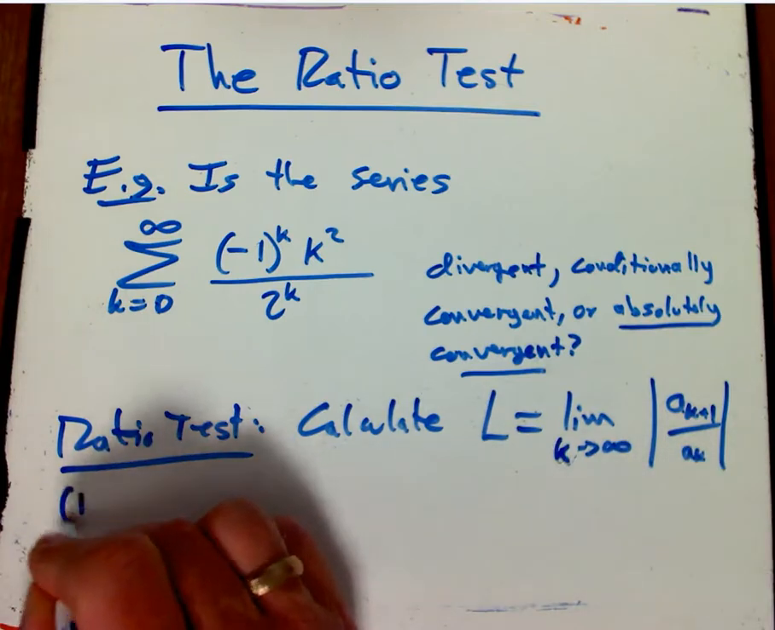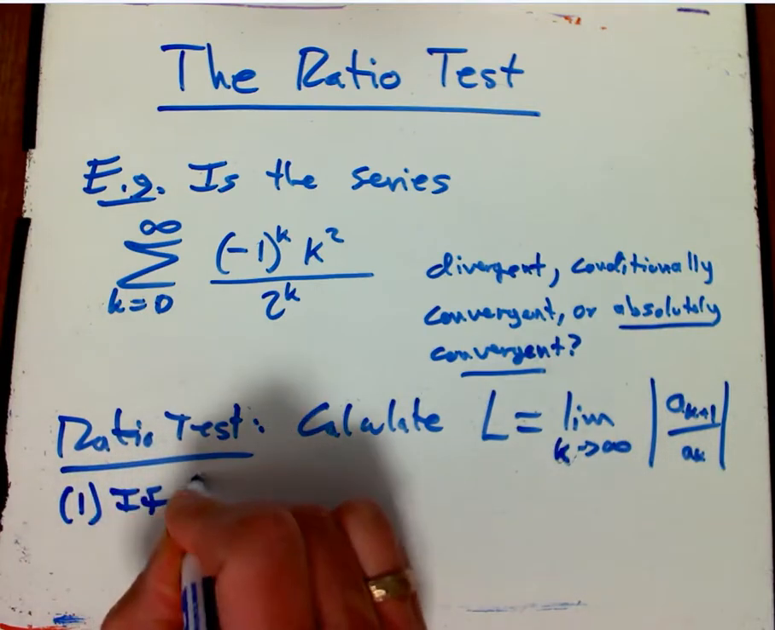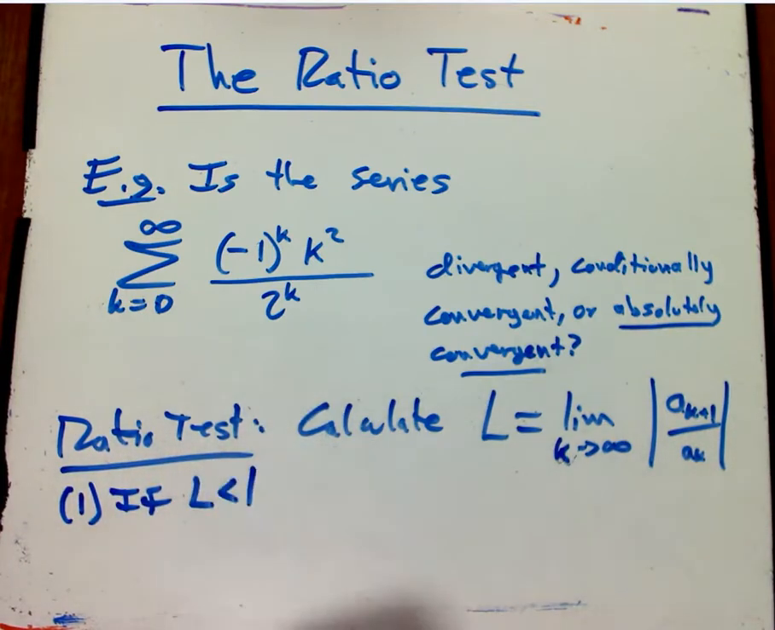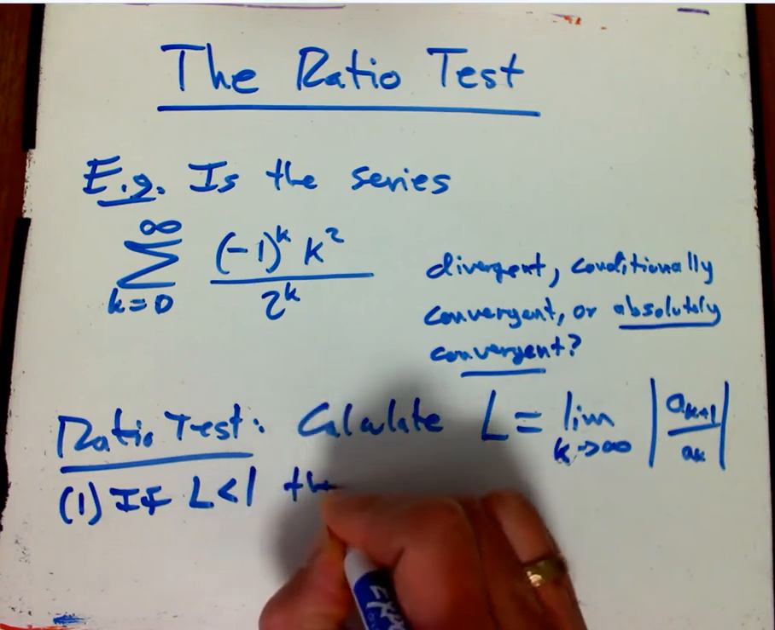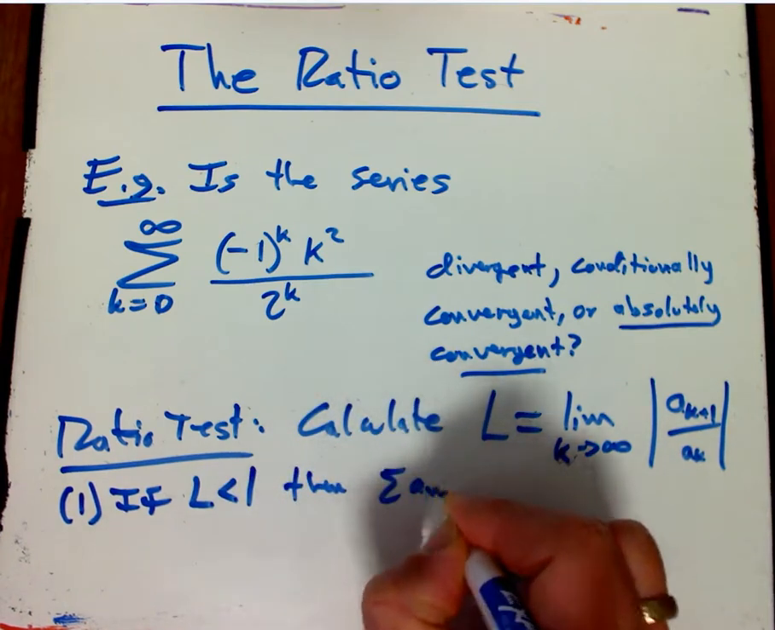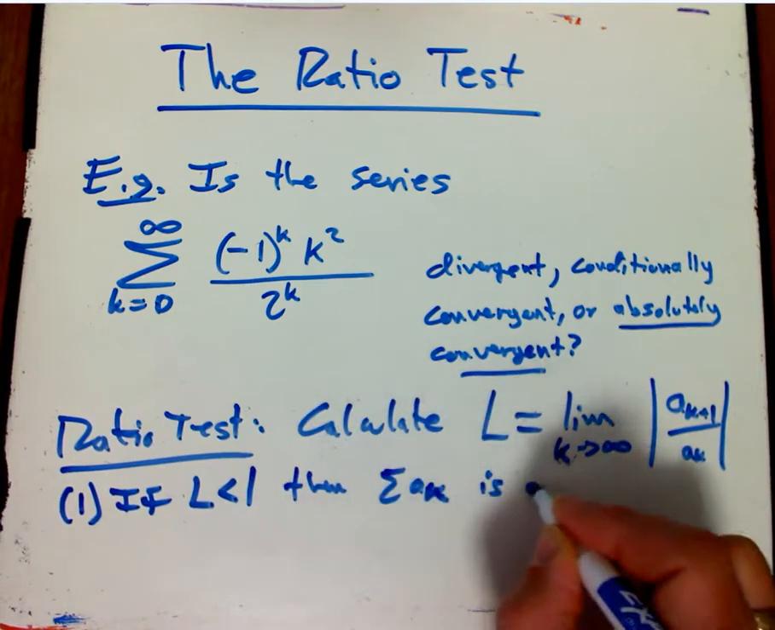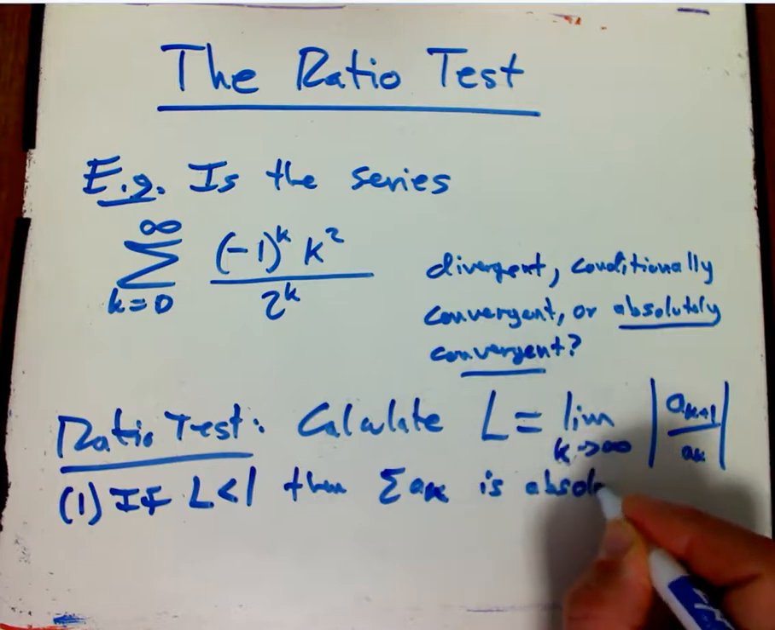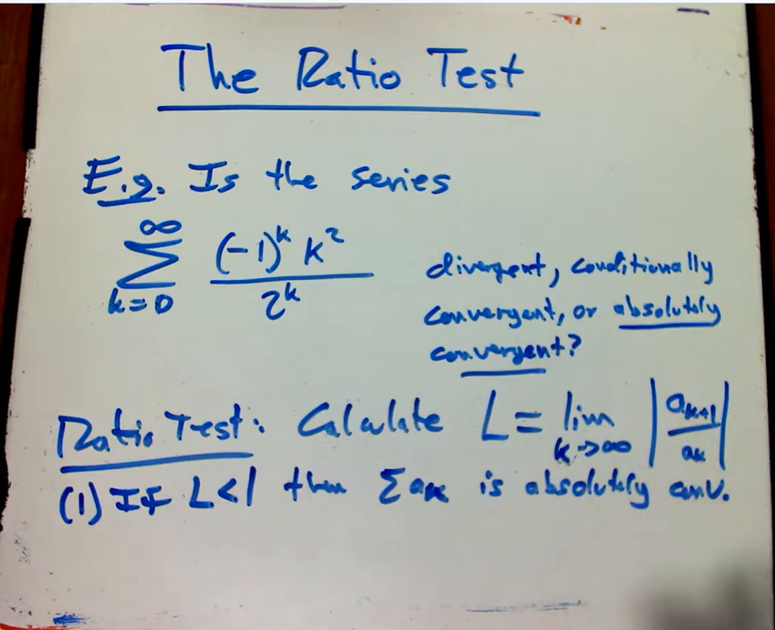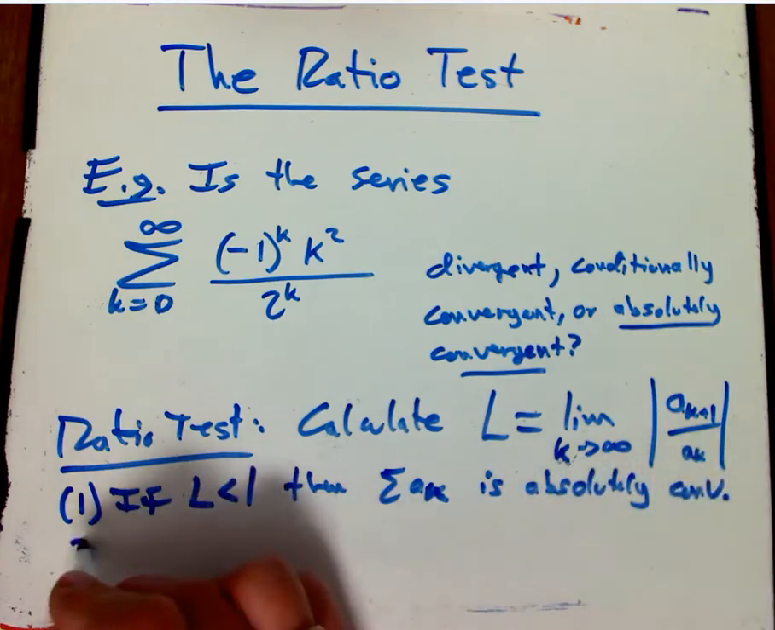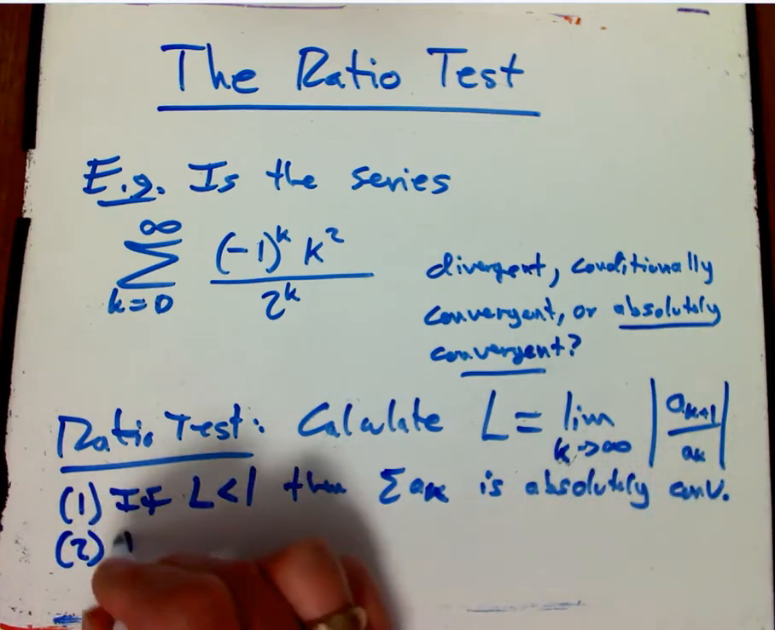Then there's three possibilities. If L is less than 1, including that it might be 0, it's not going to be less than 0 because it's the limit of a bunch of non-negative numbers. If L is less than 1, then our summation that we started with is absolutely convergent. Which is really good news. So in particular, it's certainly convergent. Convergent in a good, strong, robust way.